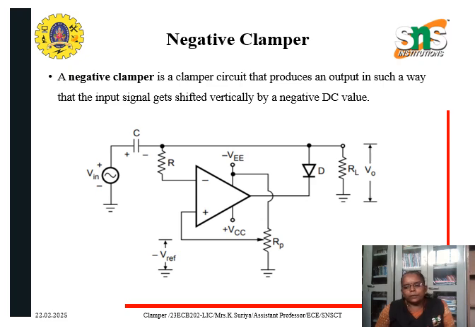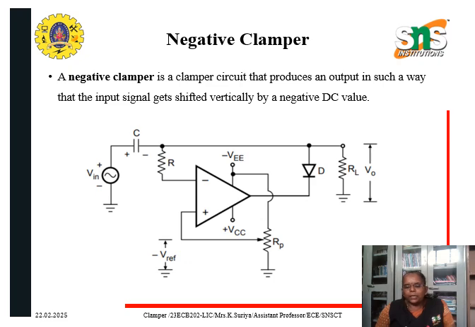So here also the V reference value is connected to the positive or non-inverting terminal of the op amp, and the input is connected to the inverting terminal of the op amp. Here the operation is similar to that of a positive clamper. When the reference voltage is negative here, the diode will get forward biased and the output voltage will be set to the reference voltage.